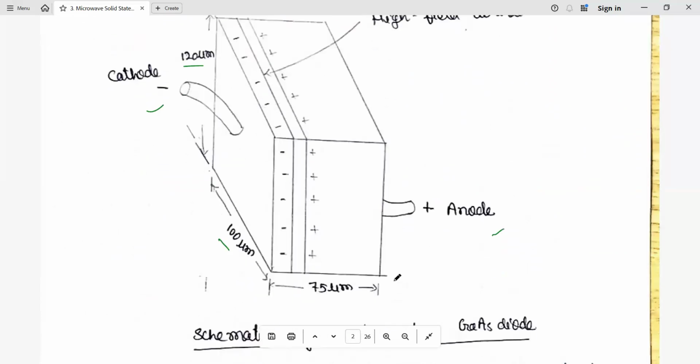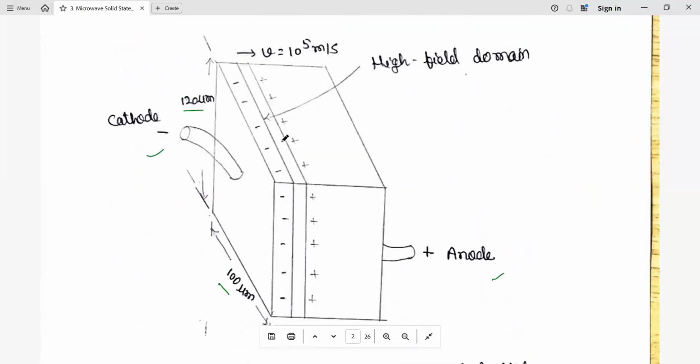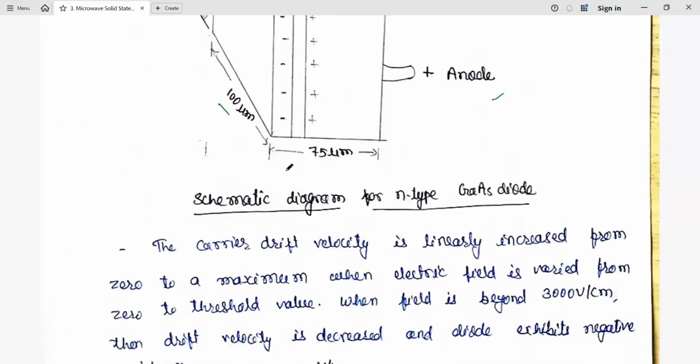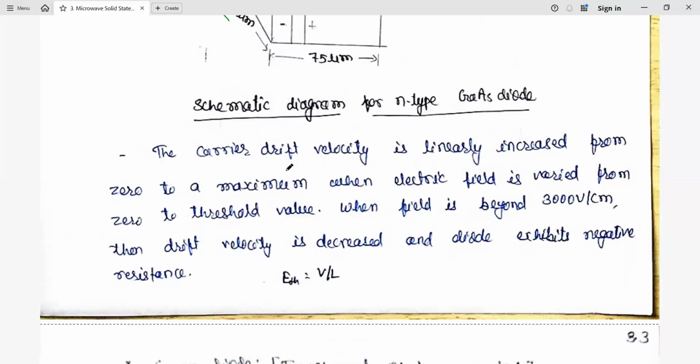And in another dimension we have 75 micrometers. And here we have the high field domain. You see here that the velocity is going to be 10 to the power 5 meters per second. So in this high field domain only, this current fluctuation will take place, and finally it provides the oscillations.